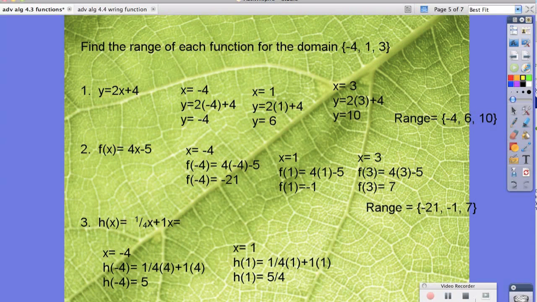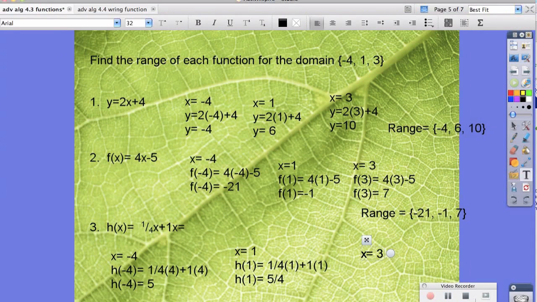Let's try the last one. X equals 3. We get h of 3 equals 1/4 times 3 plus 1 times 3. H of 3 is equal to 3/4 plus 3, which is 15/4.